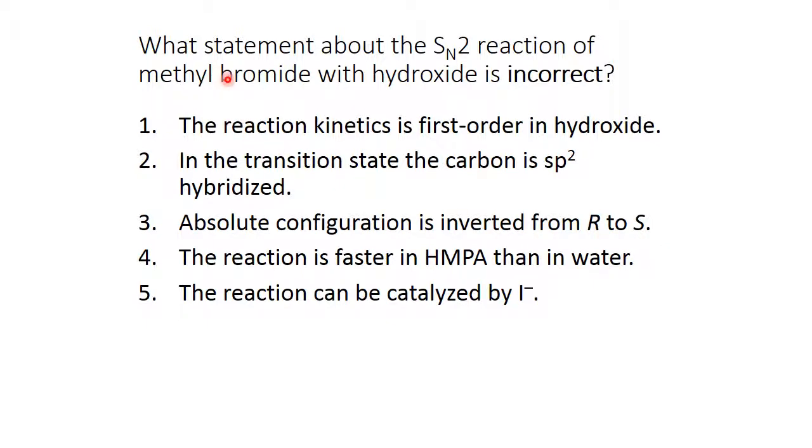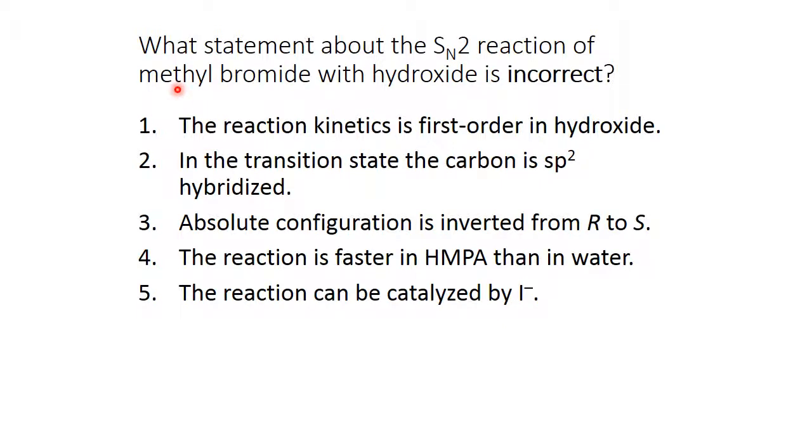Absolute configuration is inverted from R to S. Well, methyl bromide is not chiral, so how can the absolute configuration be inverted? That's the one that's incorrect. Let's look at this. The reaction is faster in HMPA than in water. Well, HMPA is a polar aprotic solvent and water is polar protic. SN2 is faster in HMPA because it's polar aprotic.